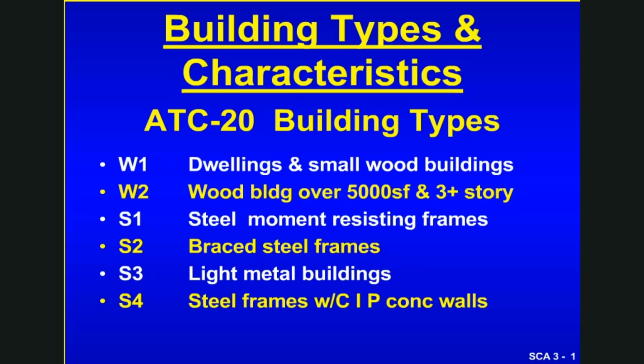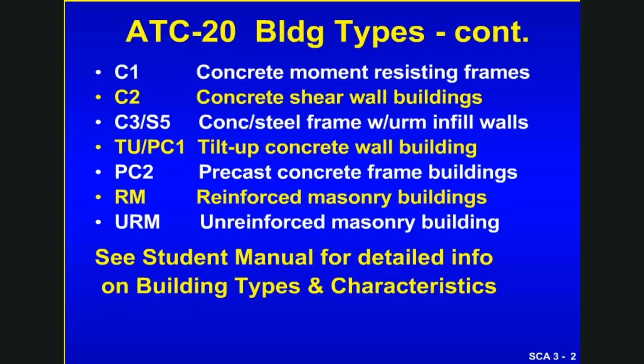TU stands for buildings where the walls are cast on the ground and tilted up, a so-called tilt-up building, normally have wood roofs or floors. A PC2 type building, which is precast concrete frame type building, normally more than 1 story. A RM building, or reinforced masonry building. And lastly, and usually least because it's the most dangerous type building, a URM, or unreinforced masonry building.